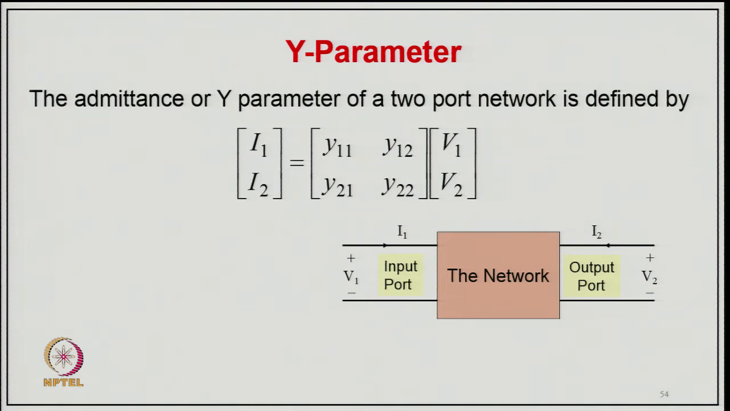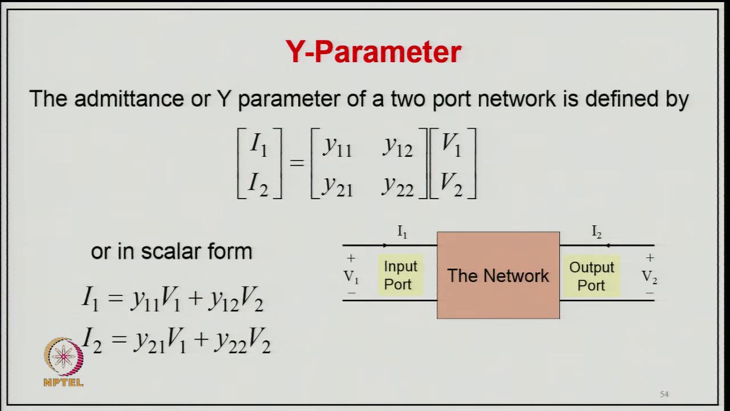For the admittance Y parameters of a two-port network, we again have V1 I1 on the input side and V2 I2 on the output side. The network equation in terms of admittance parameters: I1 I2 equals the matrix Y11 Y12 Y21 Y22 times V1 V2. This is called the admittance matrix. So current can be defined as a function of admittance and voltage. This can also be written in scalar form: I1 equals Y11 V1 plus Y12 V2, and I2 equals Y21 V1 plus Y22 V2.